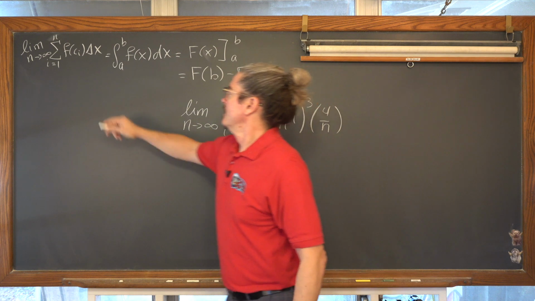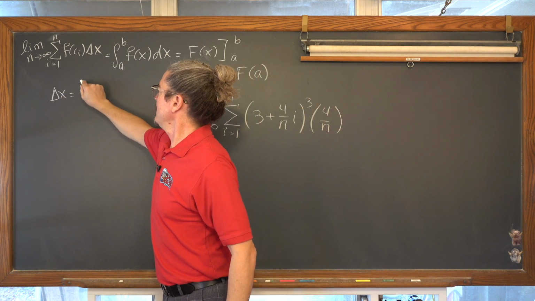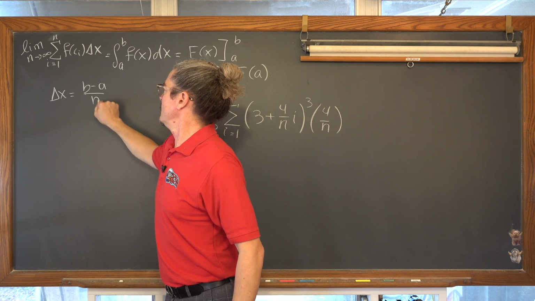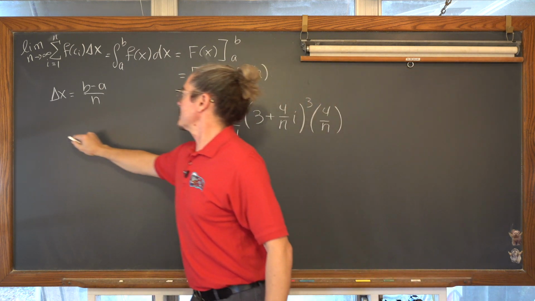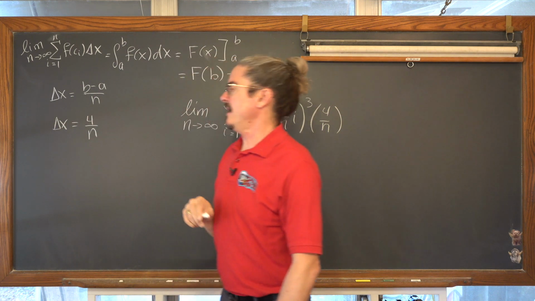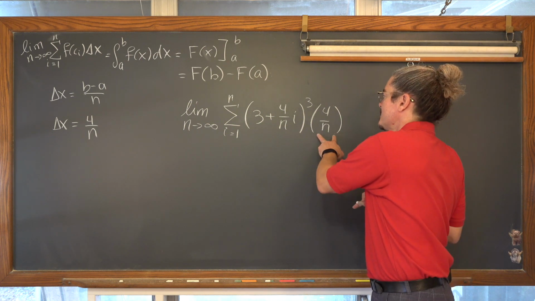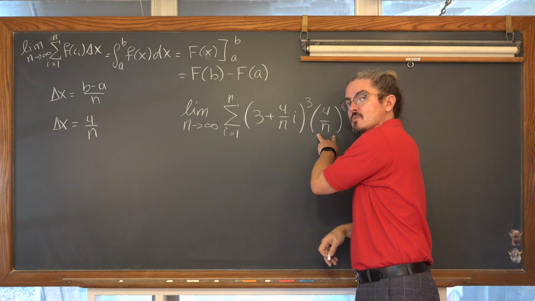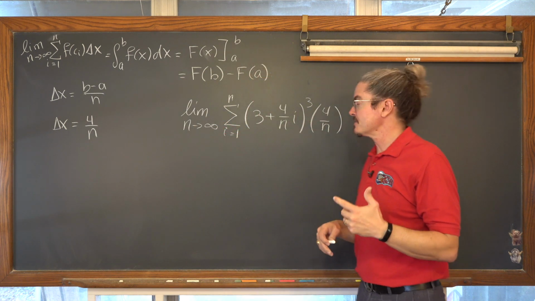Well, delta x is b minus a over n. So you've got delta x is equal to 4 over n. So if you can pull that out, you'll realize this is basically like your delta x, which ultimately, in terms of your definite integral, is going to be your dx.